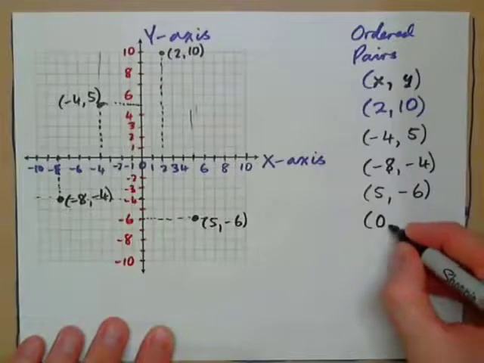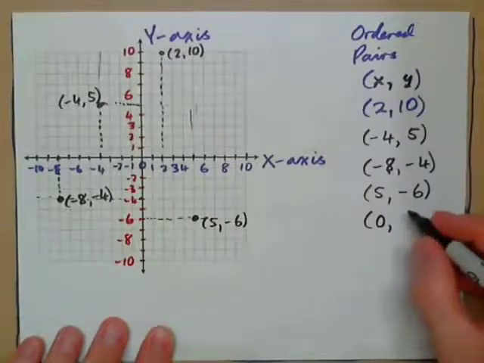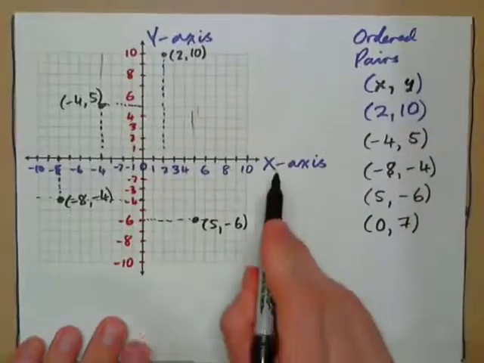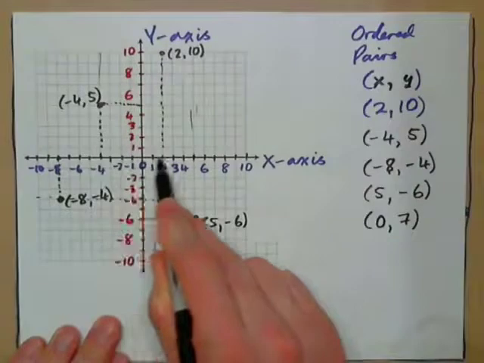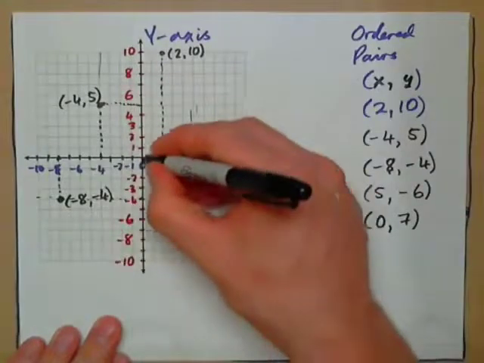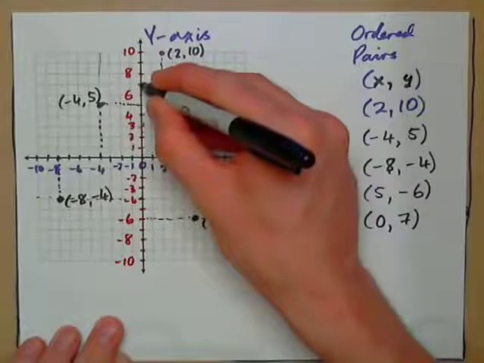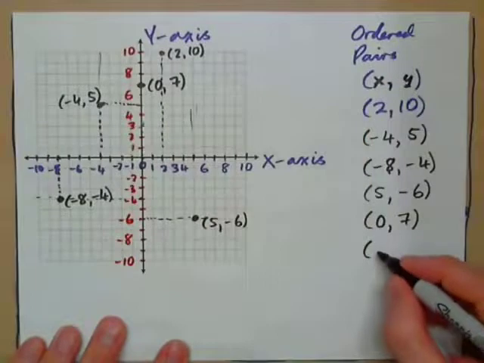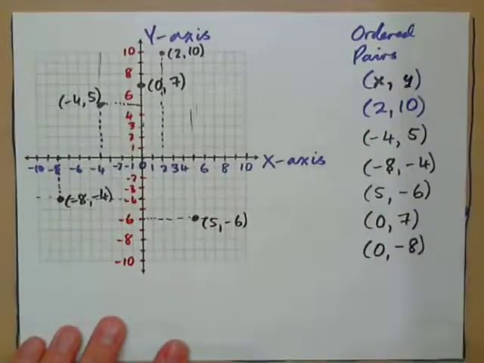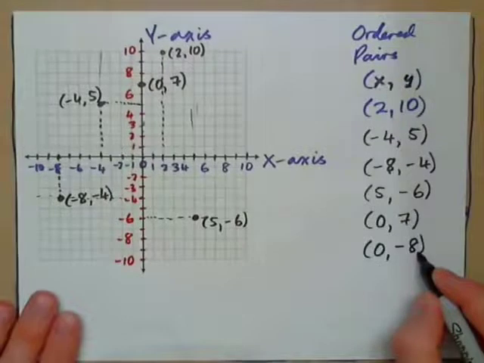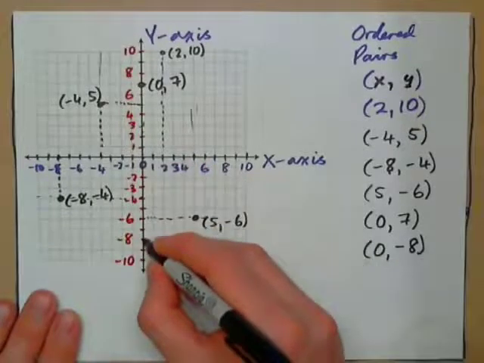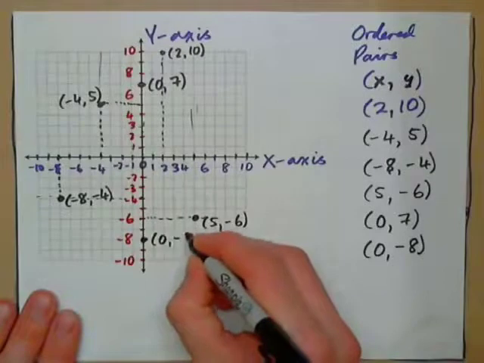So, how about this? X is 0. Y is 7. X is 0, y is 7. Find where x is 0. Right here, isn't it? Now find where y is 7. Right here, isn't it? So this is 0, 7. Okay? Find 0, negative 8. X is 0, y is negative 8. Press pause and find it. Zero, negative 8.